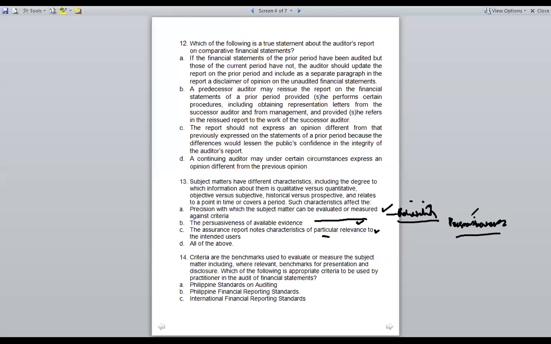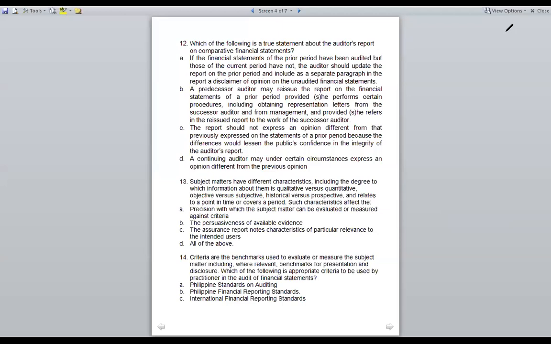Letter C naman is the assurance reports note characteristics of particular relevance. Importance of those characteristics of evidence that you're going to obtain from the client. So ganun ang gagawin niyo, in terms of how you're going to analyze a certain multiple choice. Hindi siya pwedeng hulaan, pero meron siyang analysis. Based yan sa understanding mo. So kung you don't have an understanding, saan ka kukuha ng understanding? You read the standards. Okay? So let's go. Number 14. So number 13 is letter D, all of the above.